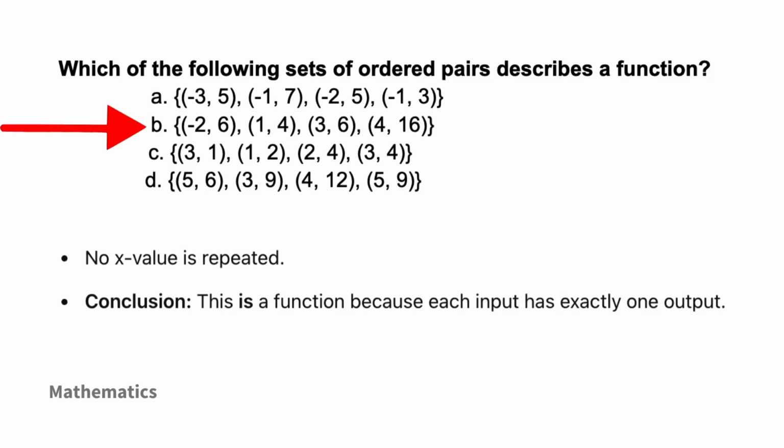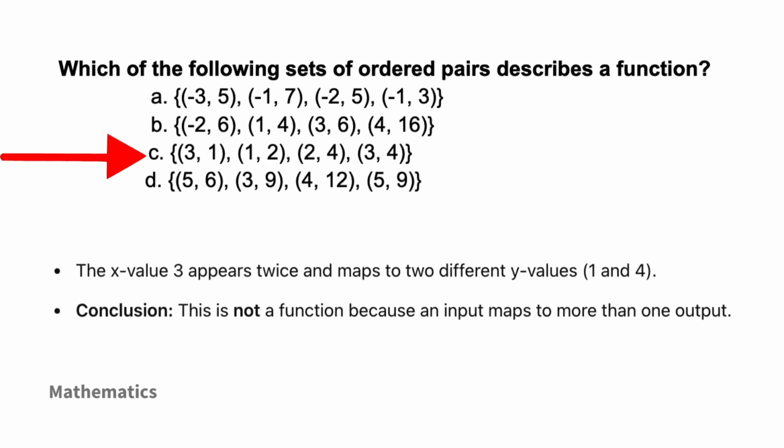Let's move on to option B. We have (-2, 6), (1, 4), (3, 6), (4, 16). No x value is repeated. So we understand that option B is a function because each input has exactly one output. Now, on your teacher certification exam, if time allows, I personally recommend it's best to double check the other remaining solutions that we haven't looked at in order to confirm that B is the correct solution.